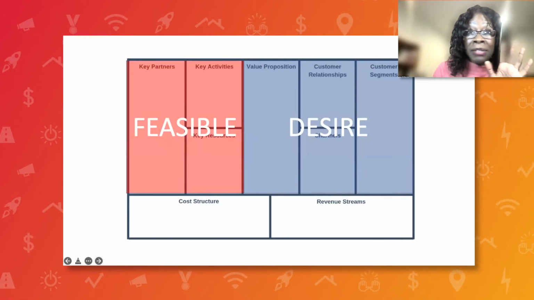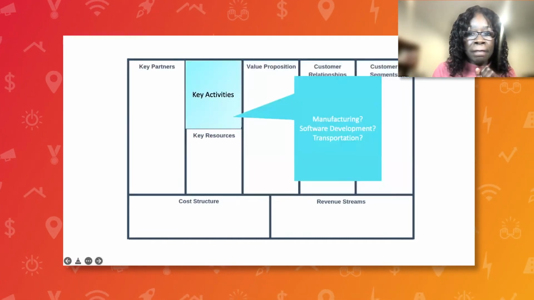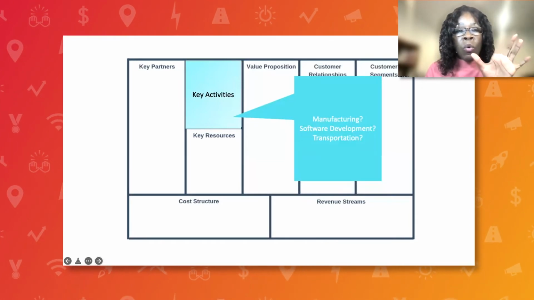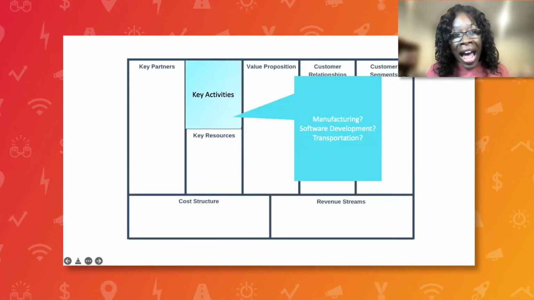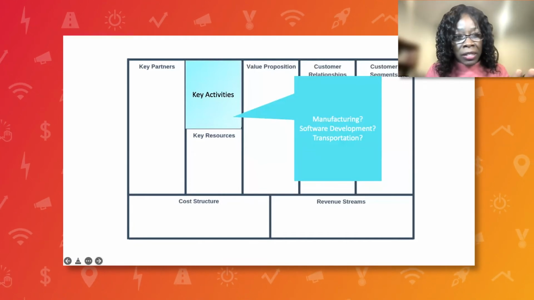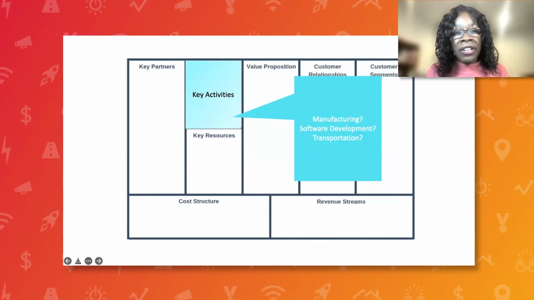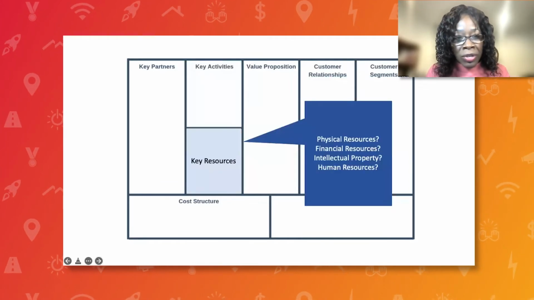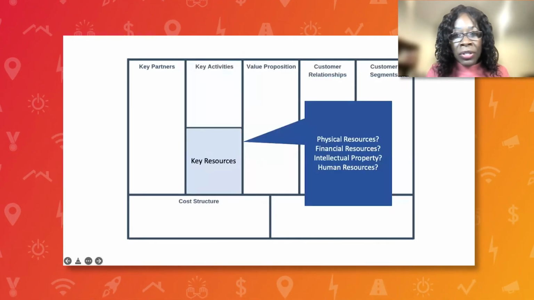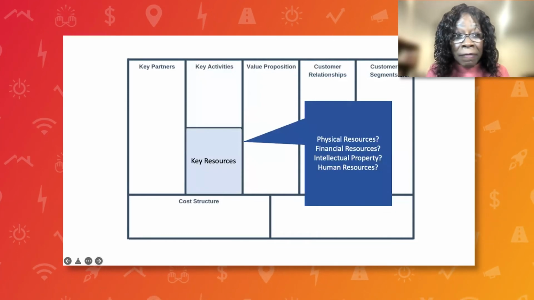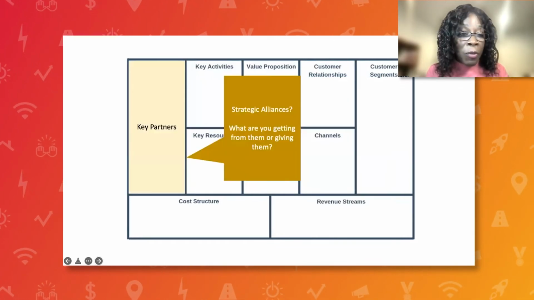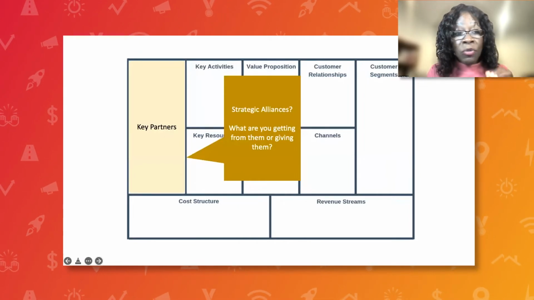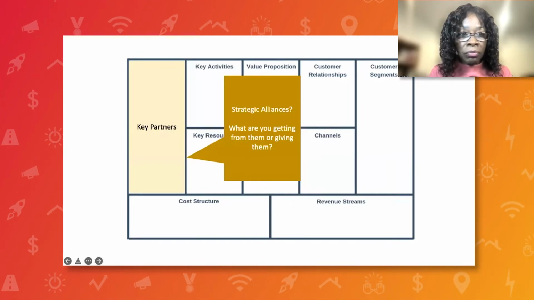And let me just break down feasibility. When I talk about feasibility, I'm thinking about what are the key activities that you have to do to have a business? Like if you don't do these key activities, you can't have a business. What are the resources you need? If you don't have these resources, you don't have a business. Who might you partner with? So I'm going to break this down for you, and then we're going to do an exercise.